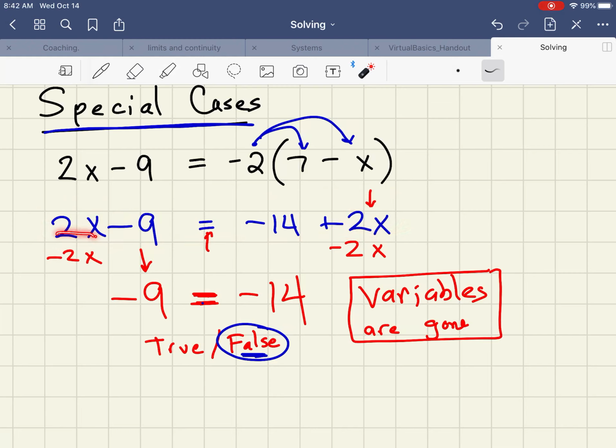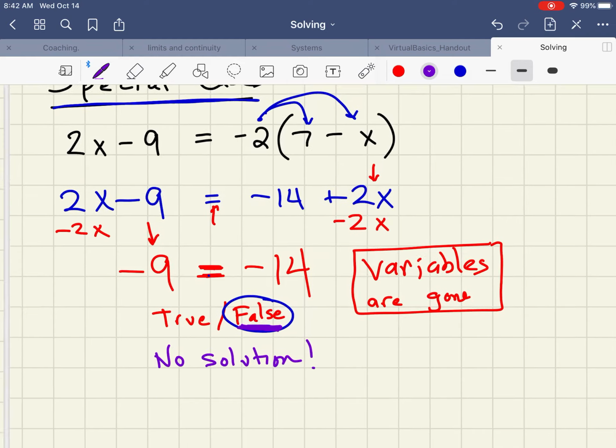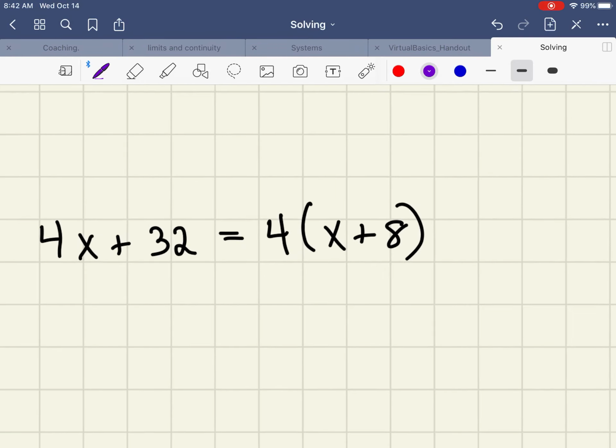If I plugged in 1, this would be 2, and that's 2. And then I'm left with comparing these two numbers. And no matter what I plug in for x, those two things will never be equal. So no matter what I want to try to find for x here, there is no solution. So the thing that I like to remember here is if I get a false statement, no solution.